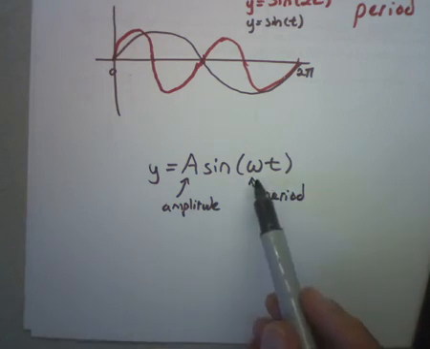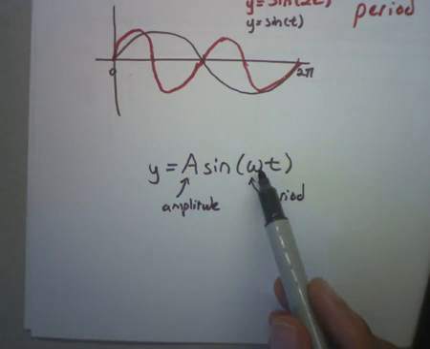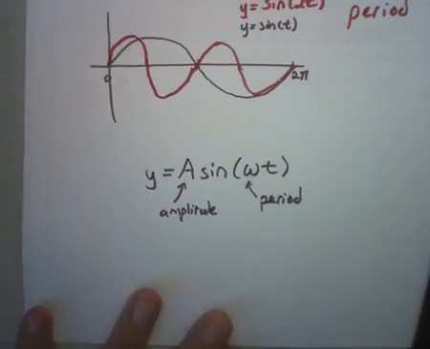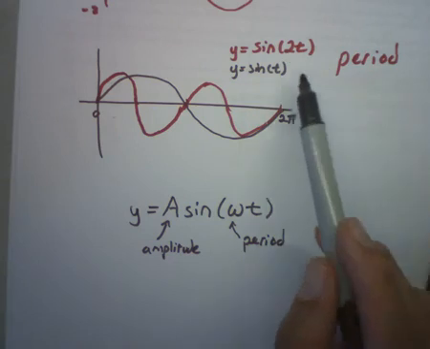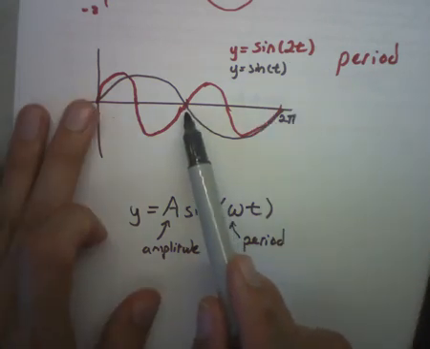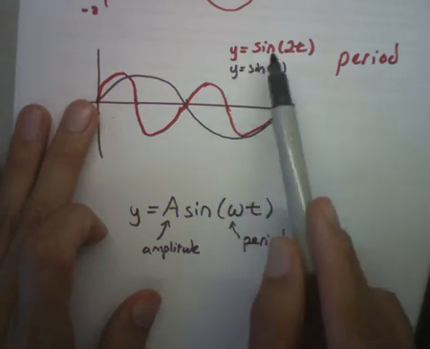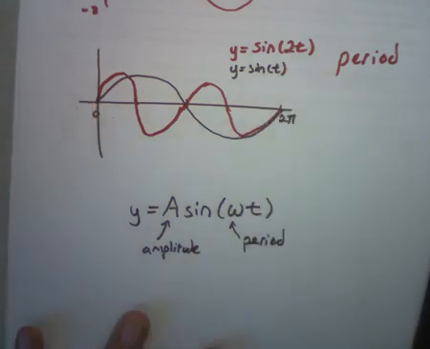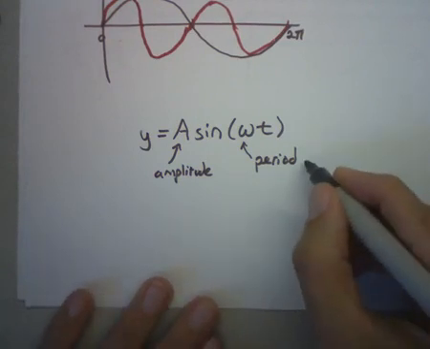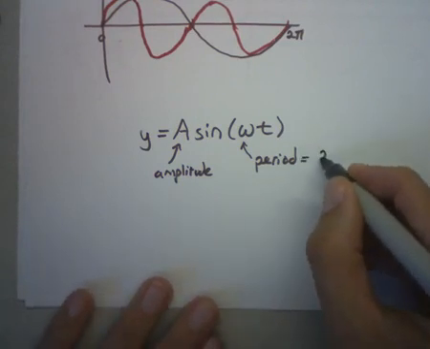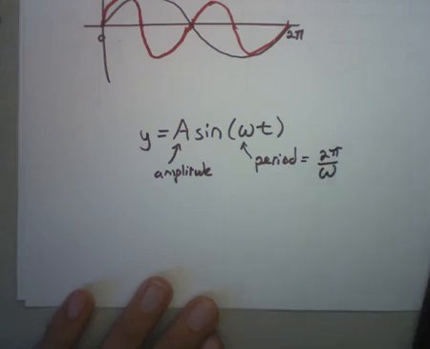And this number right here changes the period. But unlike amplitude, if this number is 2, the period's not just 2. Keep in mind, up here, we had a 2 there, and the period actually ended up being pi. So it was the original period, 2 pi, divided by this number, divided by 2. So in general, the period will be 2 pi divided by omega.